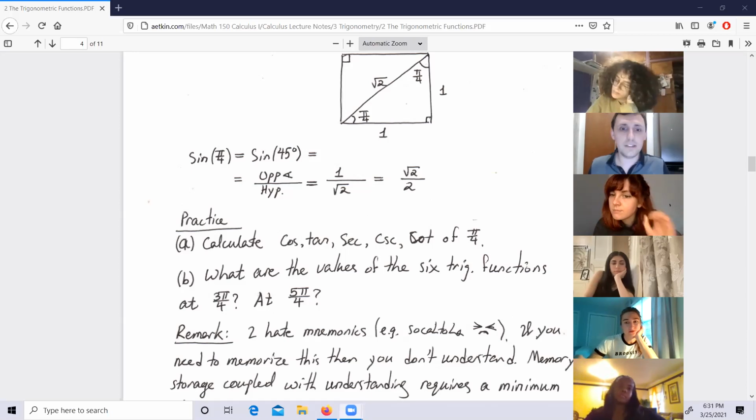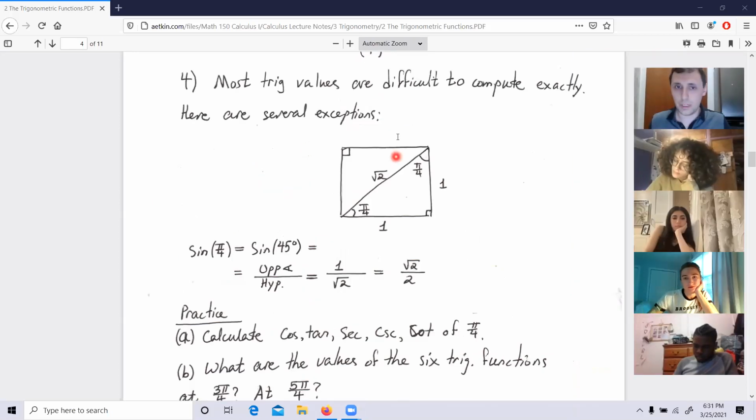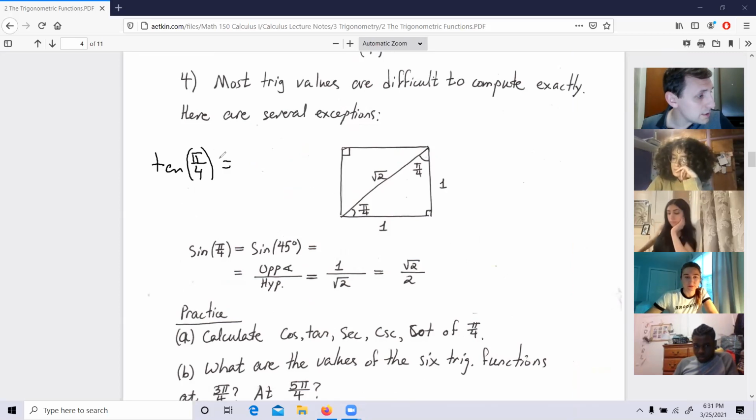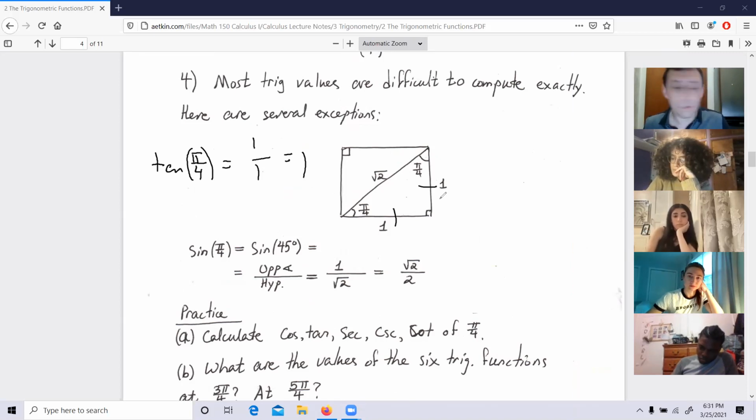I see very few answers that look nice to me. So first of all, tangent. What is tangent? Tangent of pi over 4 is opposite over adjacent, right? Which is 1 over 1, which is 1. Good? You can see it in the picture.